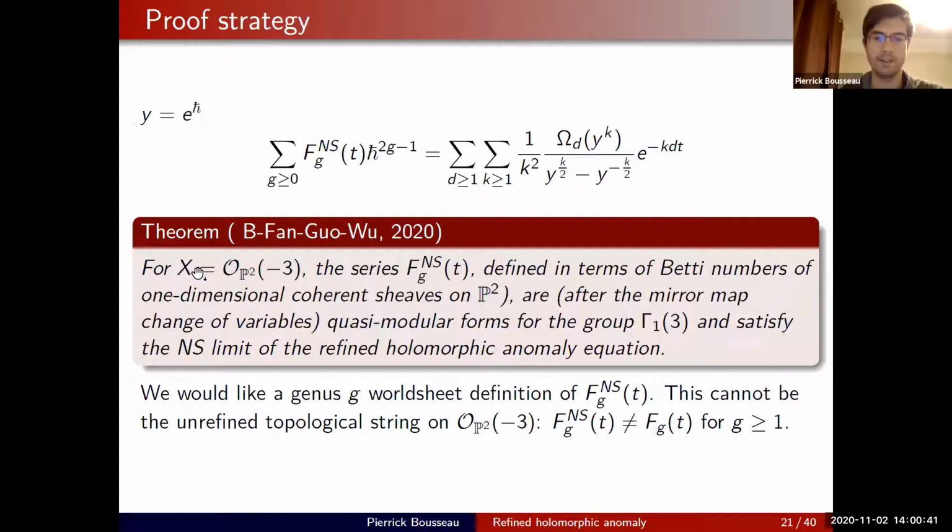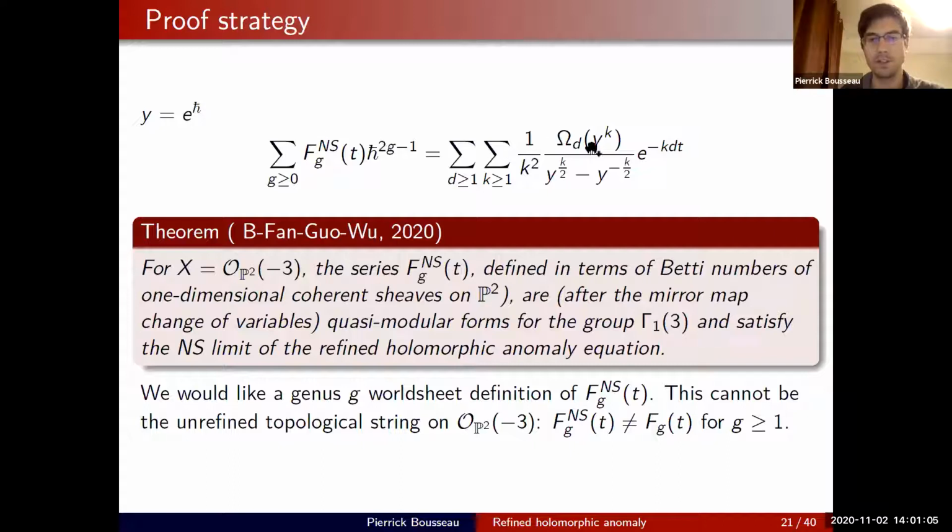And now I've written the theorem again, which is that this series f, g, and s, after appropriate mirror map, are quasimodular forms for the group gamma 1 of 3, and they satisfy the expected refined holomorphic anomaly equation. Okay, so from a purely mathematical point of view, what is really strange is this change of variable y equals exponential h bar.